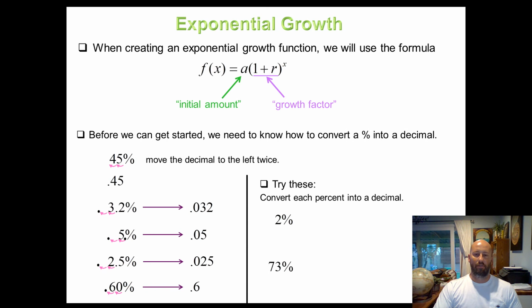Okay, so why don't you try these? So we've got 2%. Convert it into a decimal. It's going to be 0.02 because we're moving it over 2 times. 73%. The decimal's right here. So it's going to be moved over twice, 1, 2, and it becomes 0.73. Okay, so we're going to use that method of converting a percent into a decimal in today's lesson.